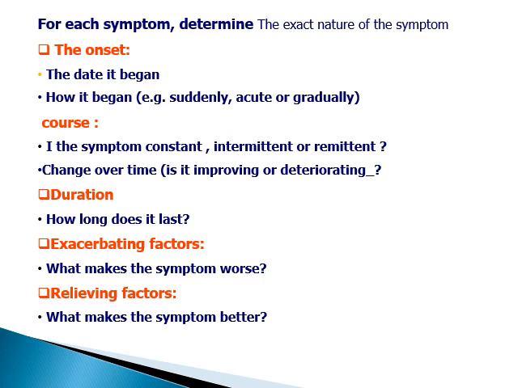The course: whether the symptom was constant, intermittent, or remittent. Has it changed over time? Did it improve or deteriorate? Duration: how long does it last? What makes the symptoms better? What makes the symptoms worse?